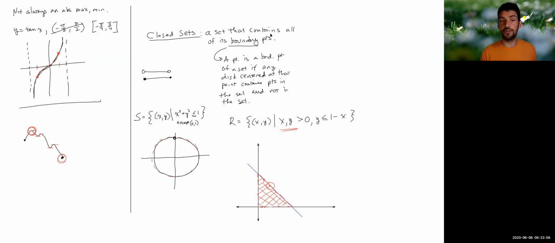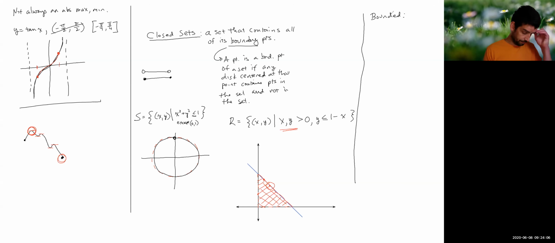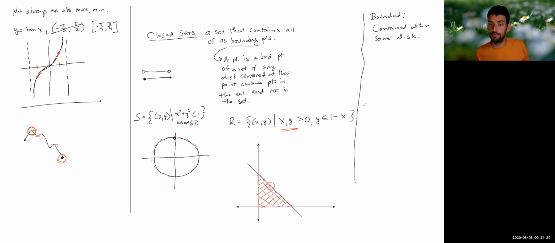We need one other thing. Besides being closed, we need our sets to be bounded, right? And bounded just means contained within some disk, right? In other words, you can draw a circle around it, right?